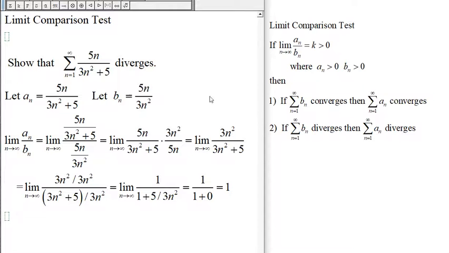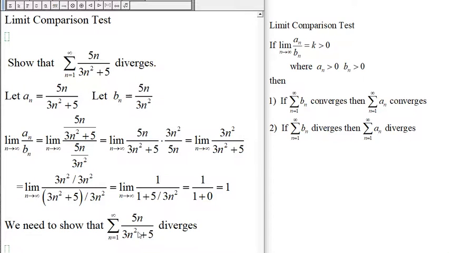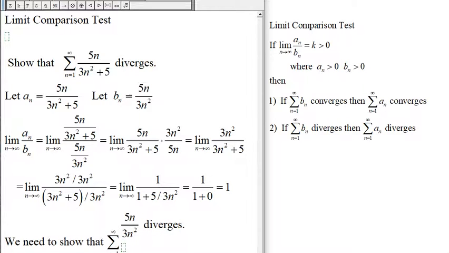And so we have just shown that the limit of A sub n divided by B sub n is equal to a positive real finite number that's greater than 0. So this is part 1. And our objective here is to show that this series diverges. And therefore we need to also show that the series B sub n diverges. The series B sub n is without a 5, so we need to show that this series right here diverges.